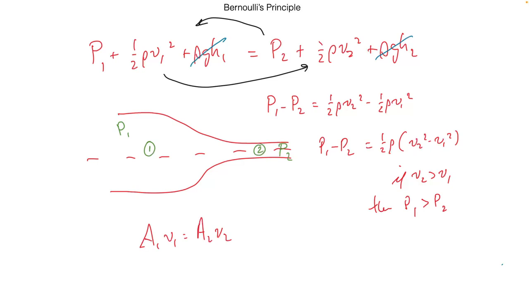Why is there more pressure on the outside? I lowered the pressure on the inside by speeding up the fluid between them. So the low pressure zone was on the inside, the high pressure zone was on the outside, and they came together. Bernoulli's principle states that the faster a fluid moves, the lower its internal pressure.